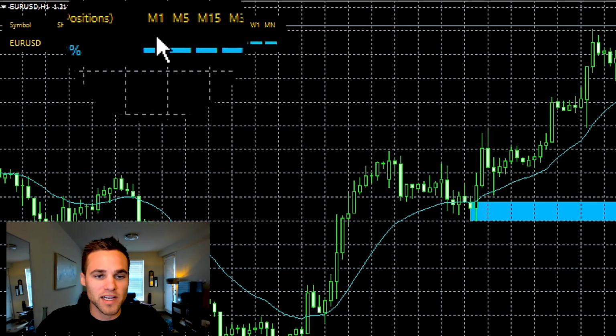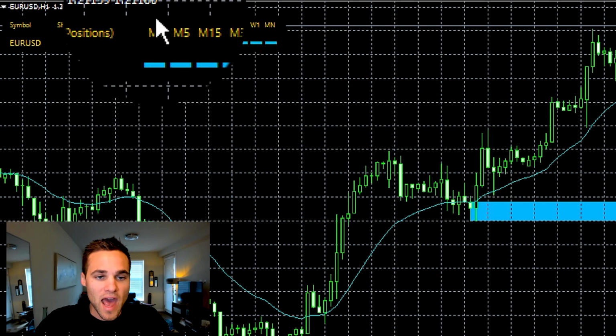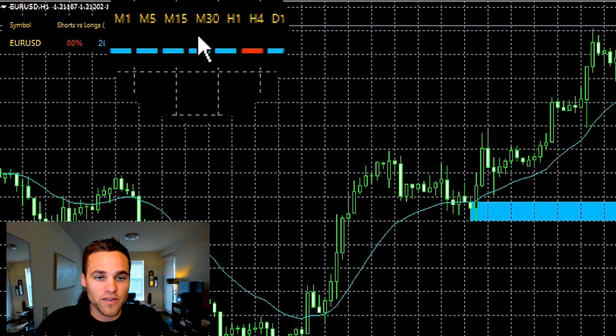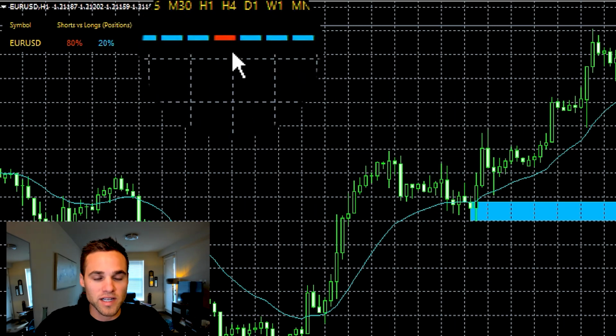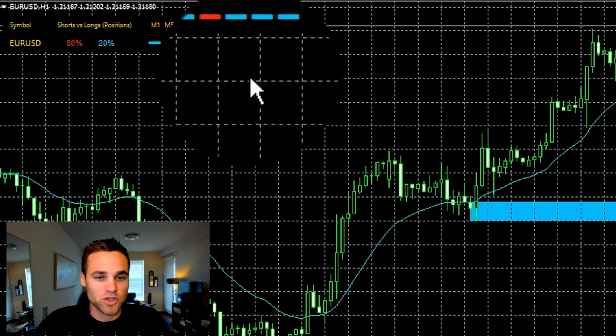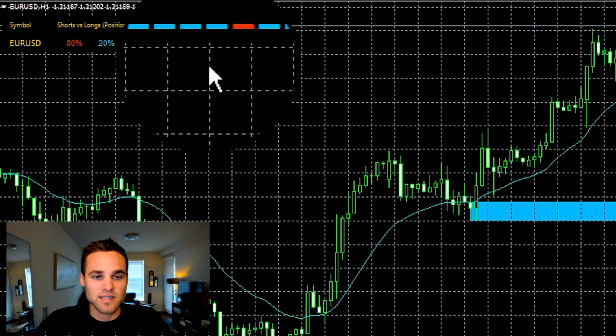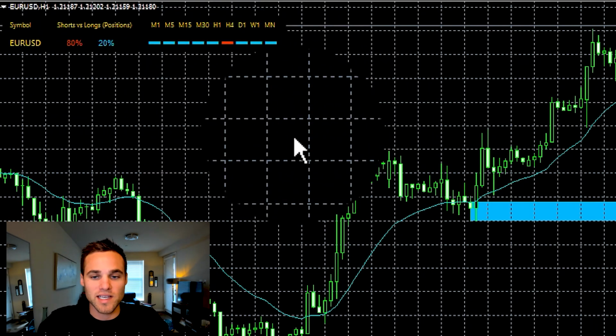I like this because it shows me on each time frame what's happening. So I know on the M1, it's an uptrend, M5 uptrend, 15 minute, 30 minute, and H1, it's all an uptrend. On the H4, it's a downtrend, and then everything else is in an uptrend. So I like to do this. I like to trade with the trend. This is a really easy way to see it.